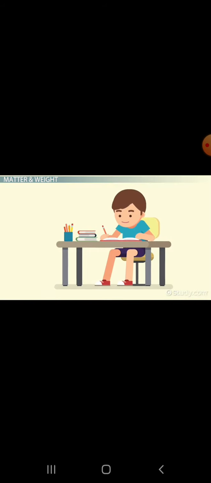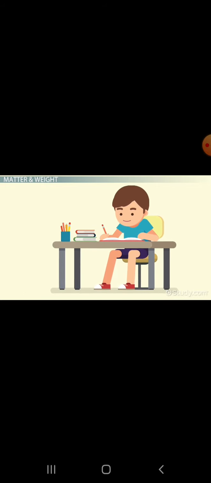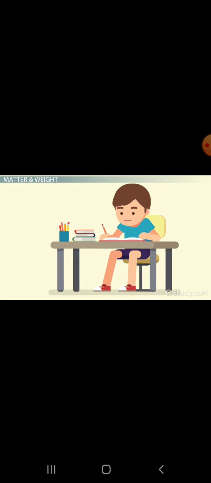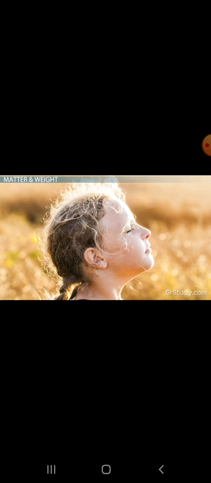Okay, so what is matter? Just about everything is matter. For starters, you are matter. The chair you are sitting on is matter. In fact, when you look around, everything you see is matter. But that's not all. Even the invisible air around you is matter. That's because matter is anything that has mass and takes up space.